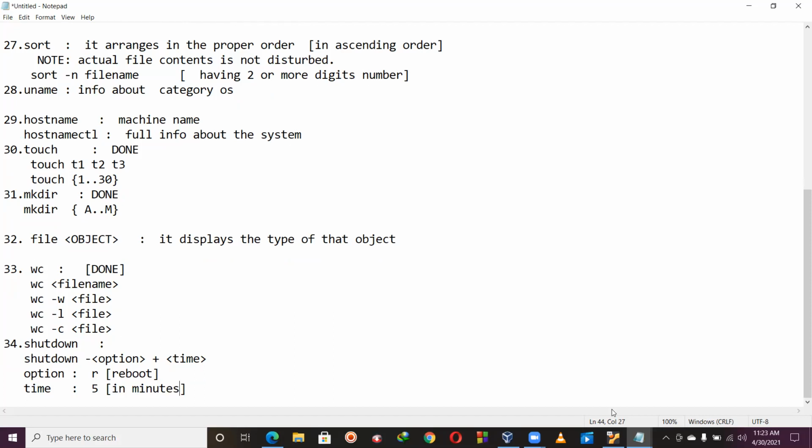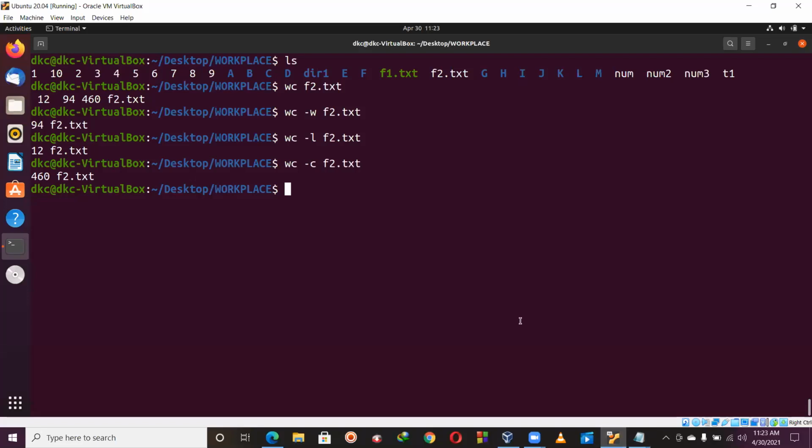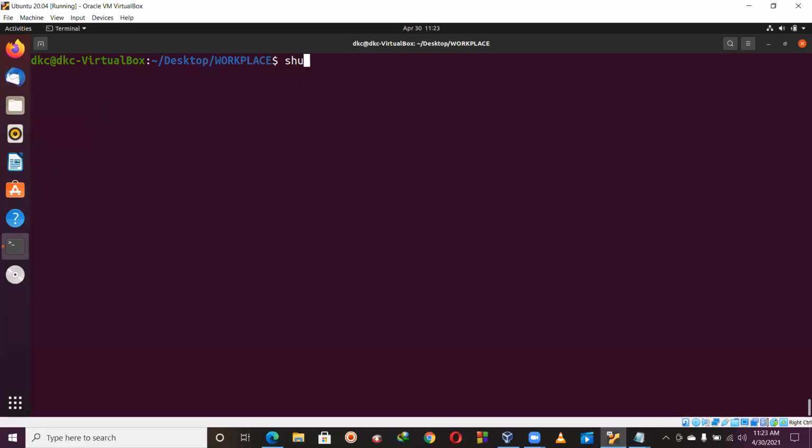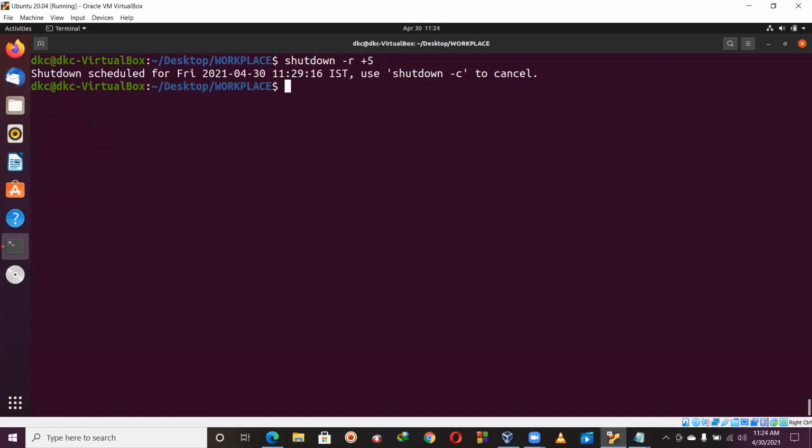But I don't want to execute such commands. What is shutdown -r, and here plus 5? What happens here? Apply common sense. My system will reboot, not at this time, but just after 5 minutes. Got my point? Yes, sir. I don't want to shut down immediately. So in this situation, you must follow such syntax. Okay, so here I'm typing. So what happens? It is waiting for the 5 minutes.